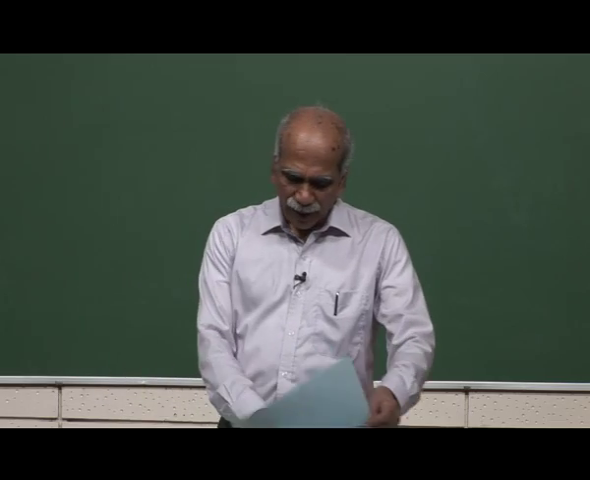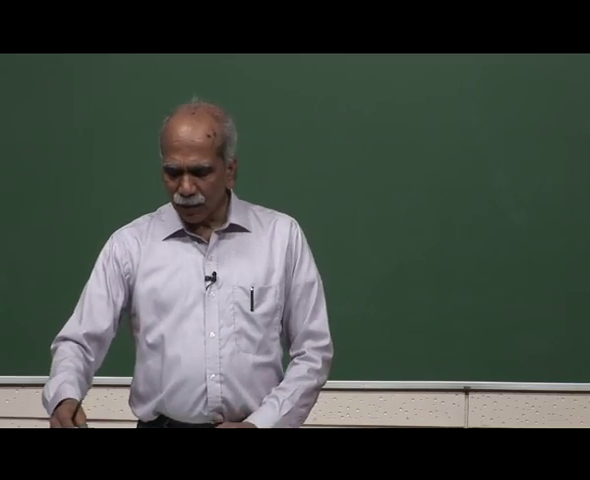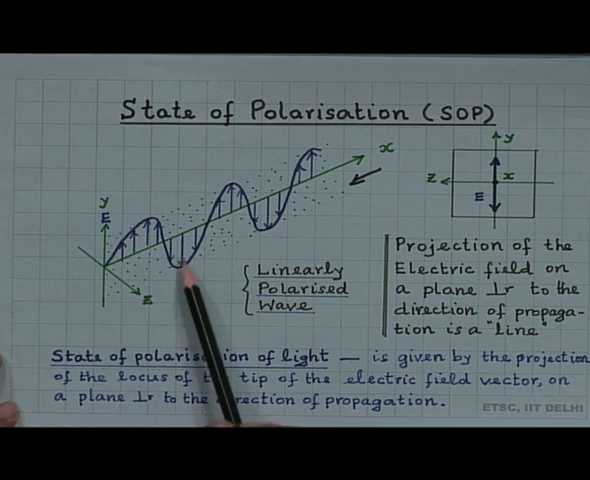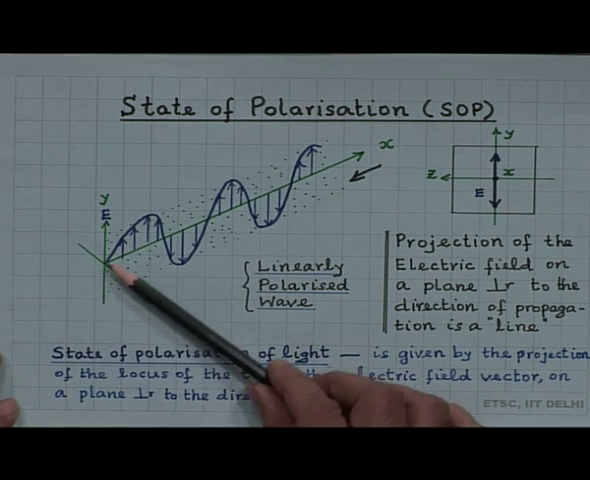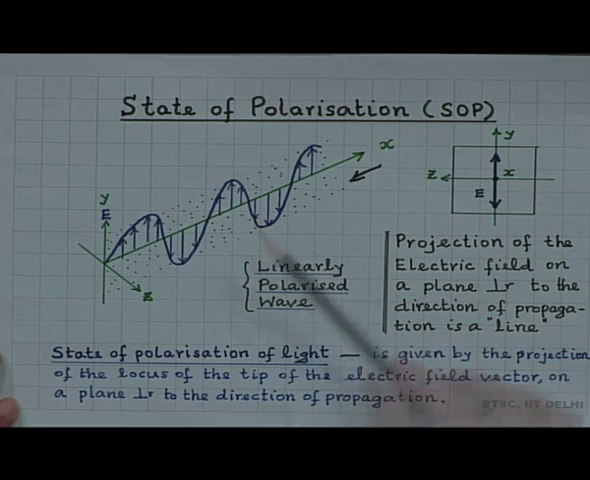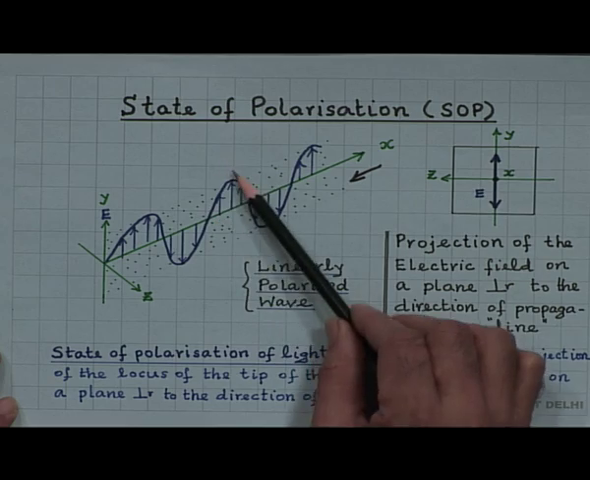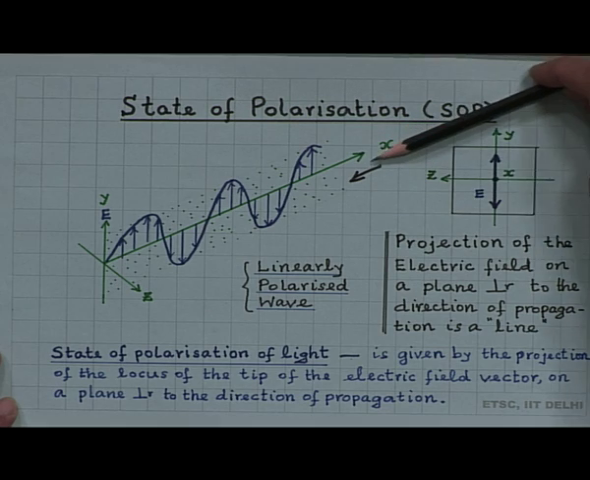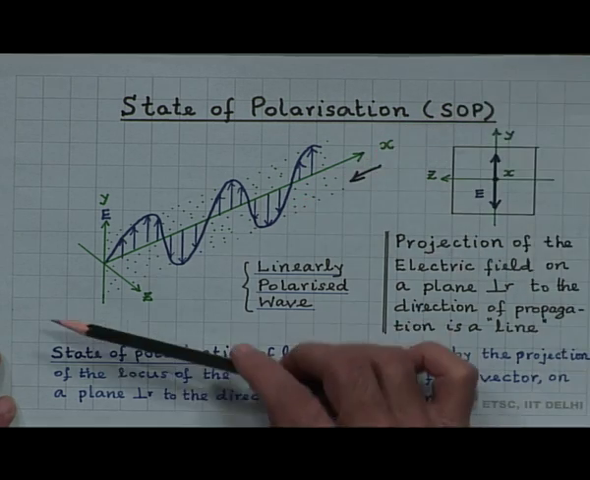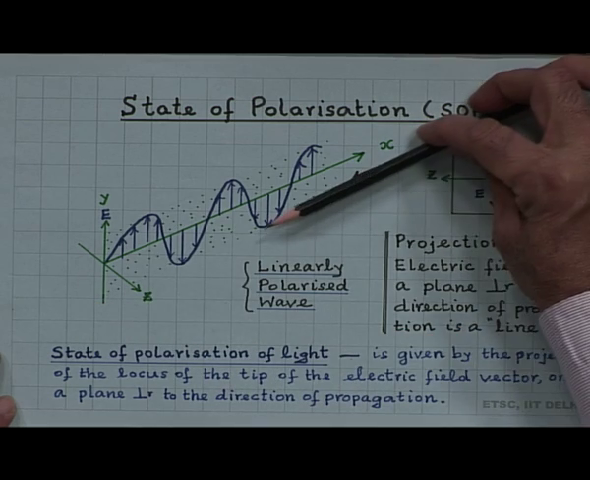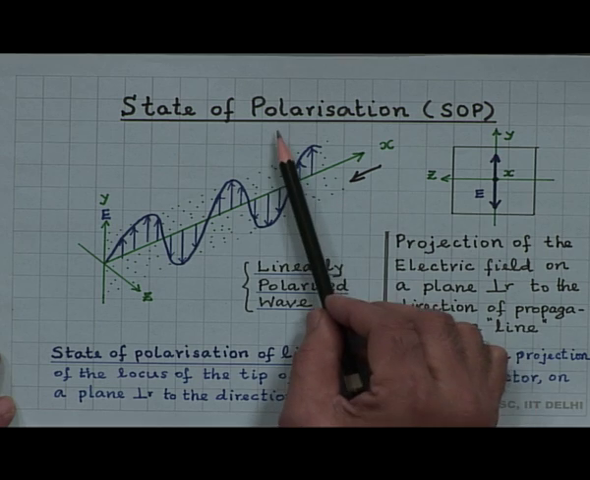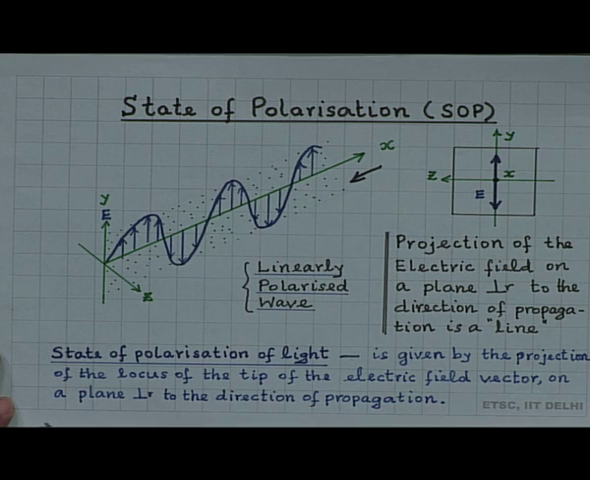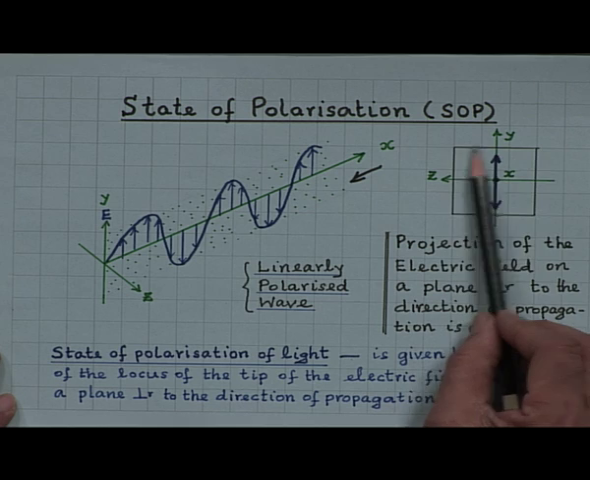Now, let us look at this more carefully. The state of polarization, SOP. I have dropped the magnetic field variation and I have shown only the electric field variation here, and the electric field is varying sinusoidally in this direction. Now, if you look from the direction x, a wave which is coming towards you, in a plane perpendicular to the direction of propagation, that is what is shown here.